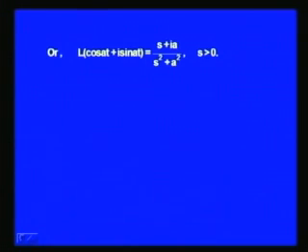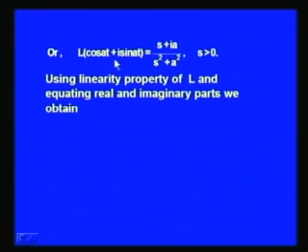So, the Laplace transform of cos a t plus I sin a t is equal to s plus I a over s square plus a square. We have multiplied s plus I a in the numerator and denominator on the right hand side in order to bracket it into real and imaginary parts. Now, we will use the linearity property of L and then equate the real and imaginary parts.